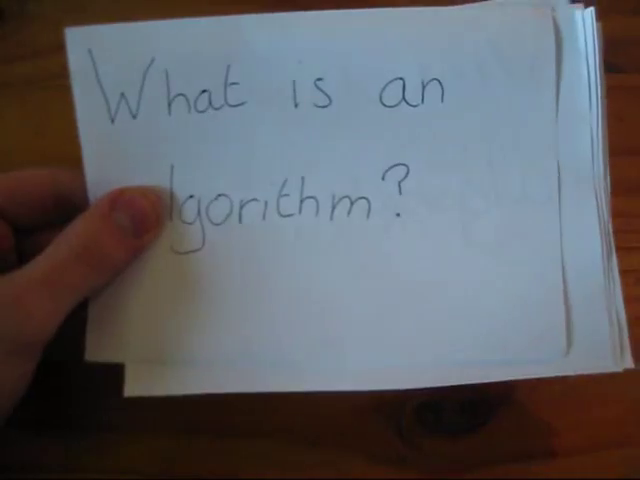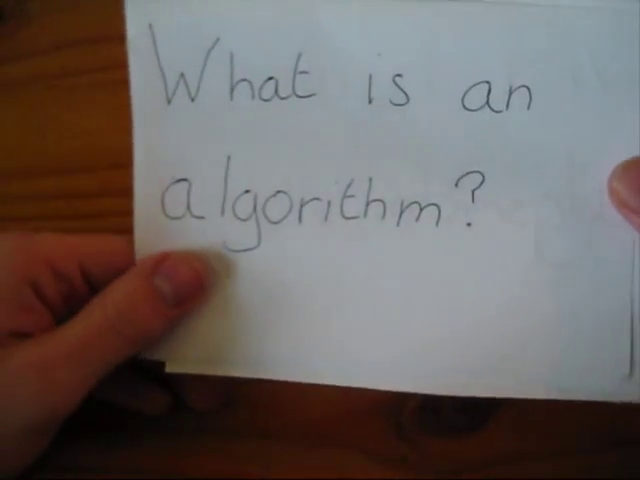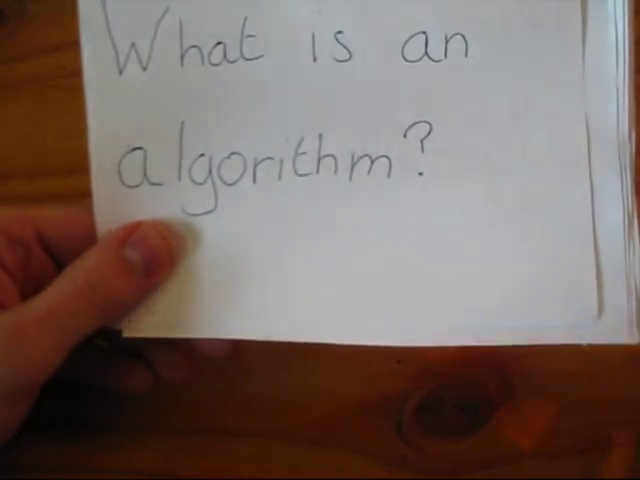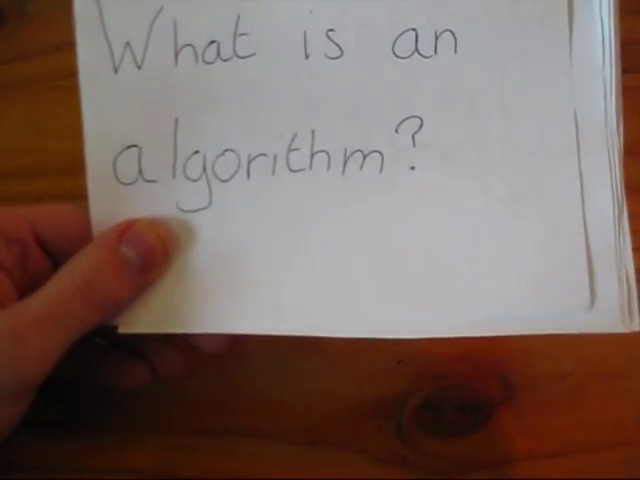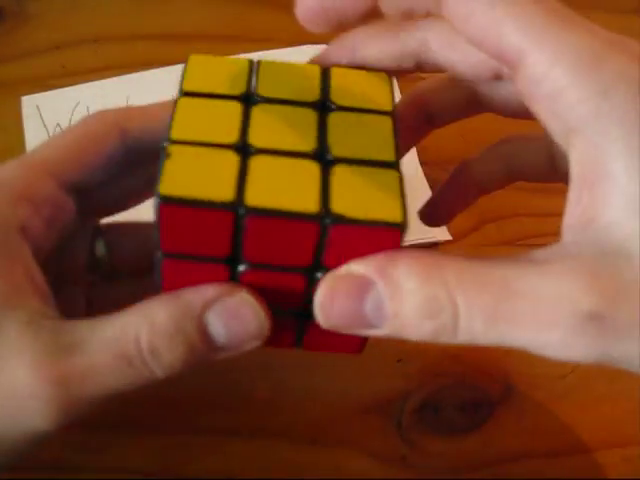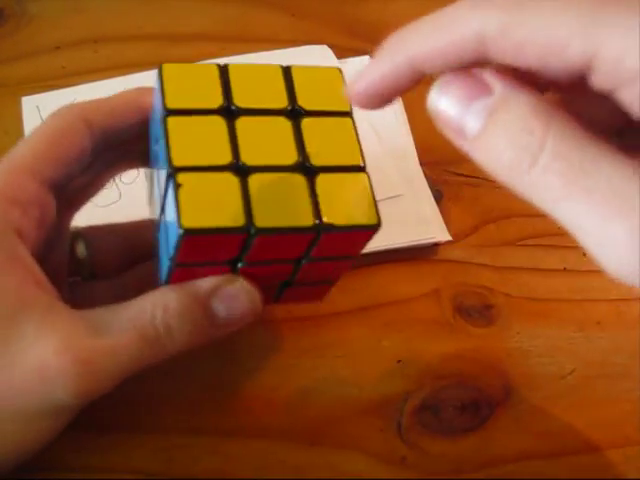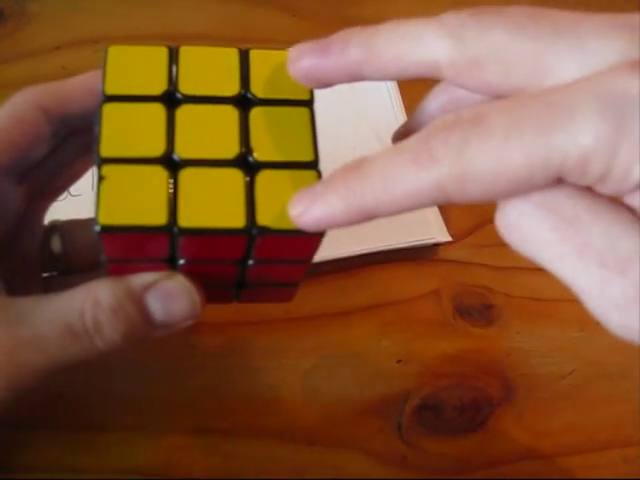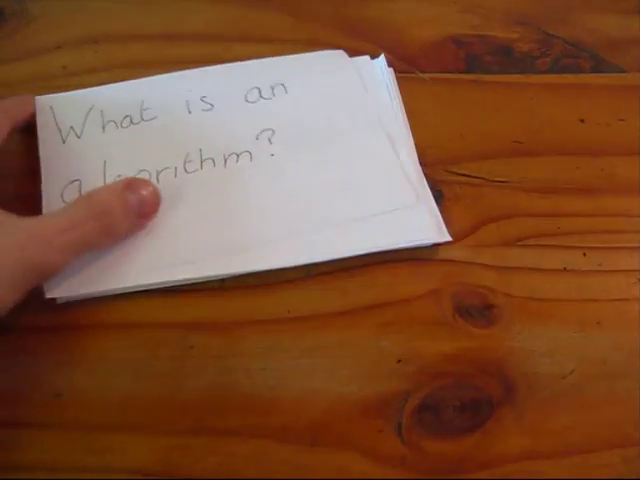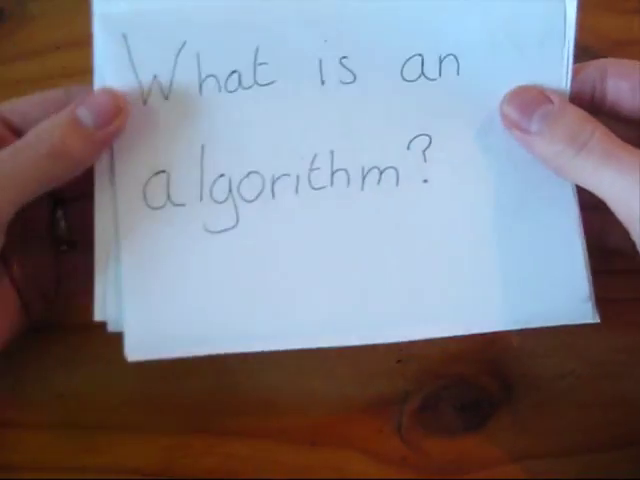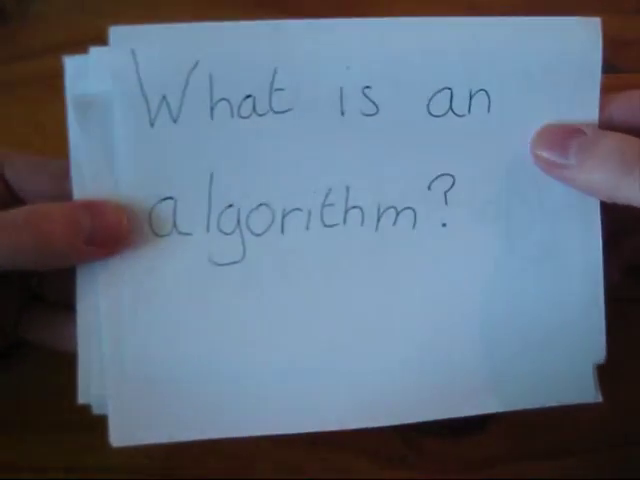So in the case of solving a Rubik's Cube, an algorithm is a series of moves that you learn, which you know the outcome of. So for example, I know a sequence of moves that will swap these two pieces and these two pieces. It's called a T-perm. So it's just a sequence of moves that gets you to the result that you desire.